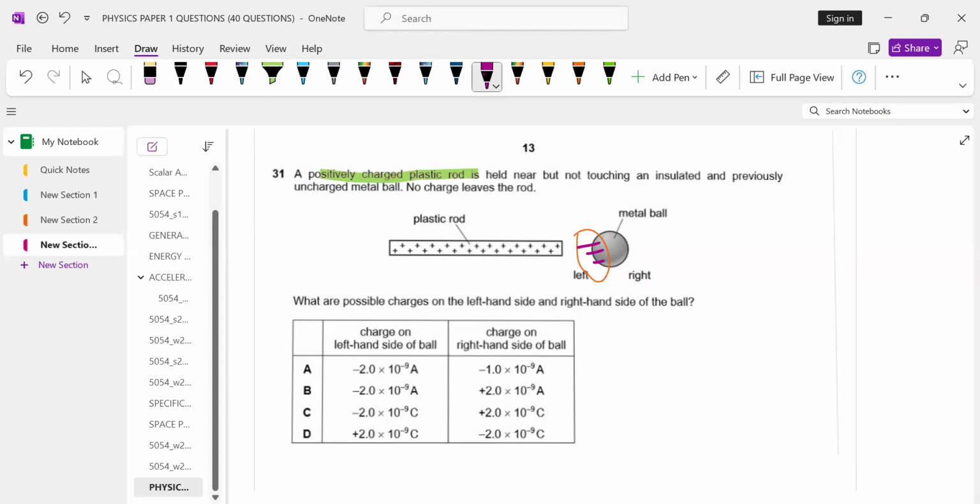Remember one thing, the charge SI unit is coulomb. So option A is incorrect, amperes incorrect, option B is incorrect, amperes incorrect. Option C or D, one of them would be correct. So option C is correct because negative would be at the left side and the positive one would be at the right side.